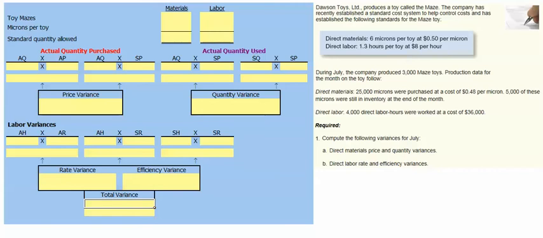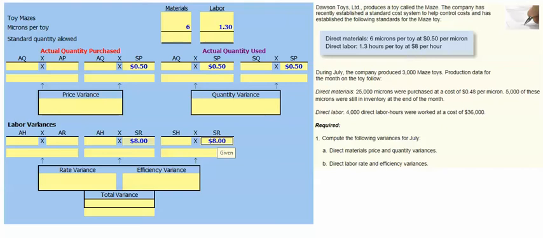Dawson Toys Limited produces a toy called the Maze. The company has recently established a standard cost system to help control cost and has established the following standards for the Maze toy. The direct material requirement is 6 microns per toy at 50 cents per micron. The direct labor requirement is 1.3 hours per toy at $8 per hour.